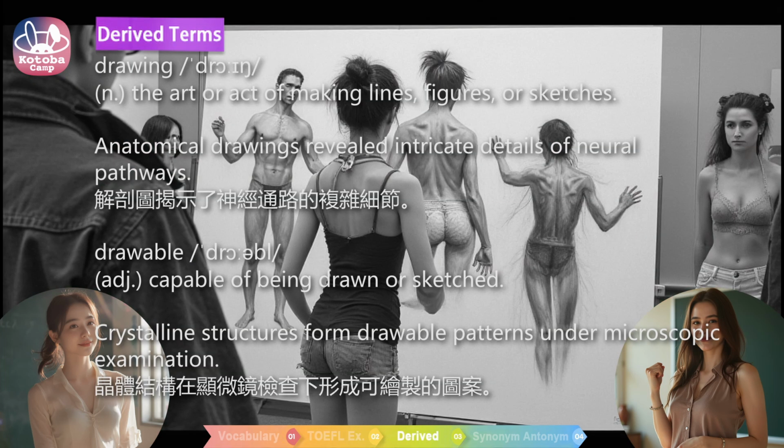Drawing. Anatomical drawings revealed intricate details of neural pathways. Drawable. Crystalline structures form drawable patterns under microscopic examination.